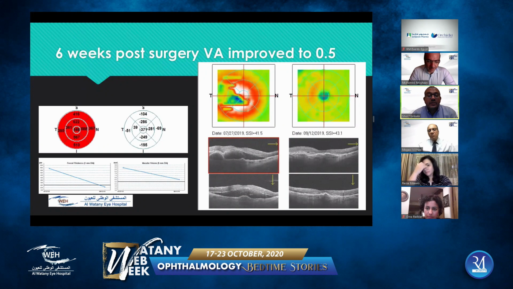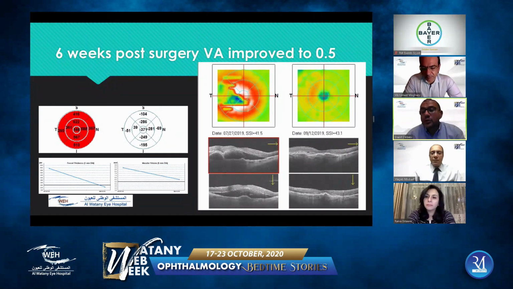Actually, those cases, I would continue injecting them on a treat and extend basis because those patients sometimes may rebleed again. We treated the complication, but we did not treat the main pathology because we did not remove the CNV. So what Dr. Magid beautifully did is to remove the blood that was collected under the retina, but still we have the active CNV. So in this case, you may opt to continue injecting the patient afterwards. So I would go for a treat and extend protocol, trying to increase the periods between injections.